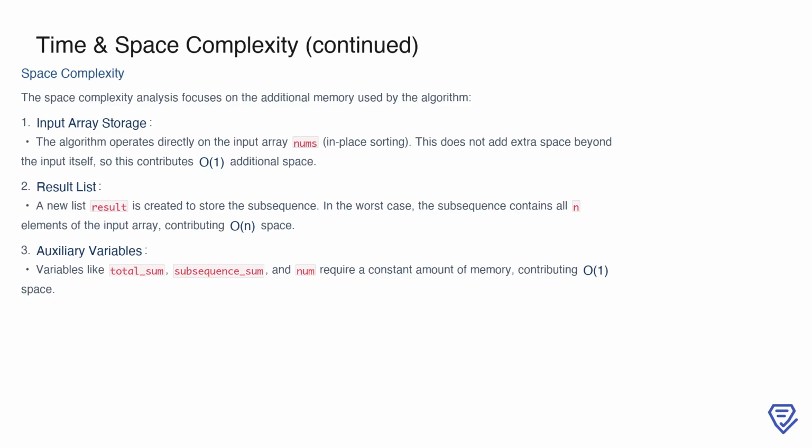Now, let's analyze the space complexity of the algorithm. First, the input array is sorted in place, meaning no additional memory is used for this operation. This contributes O(1) to the space complexity.